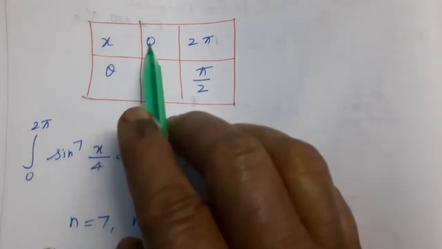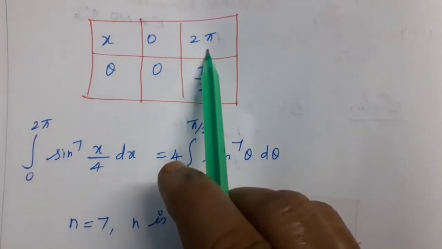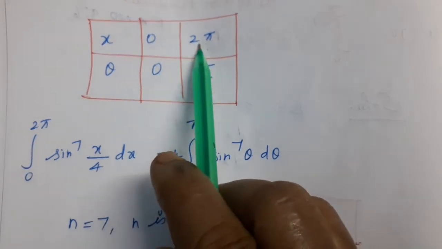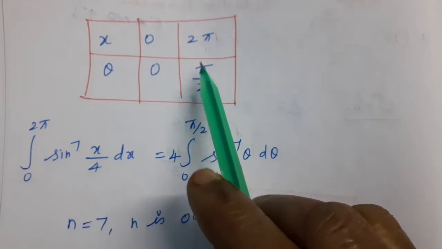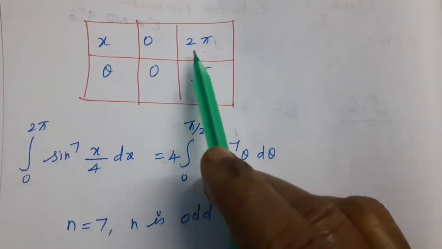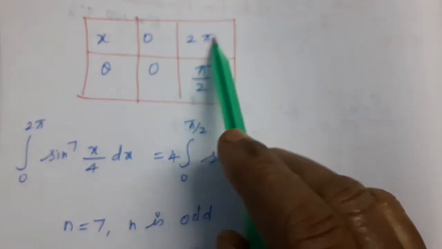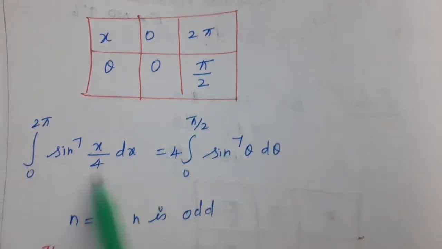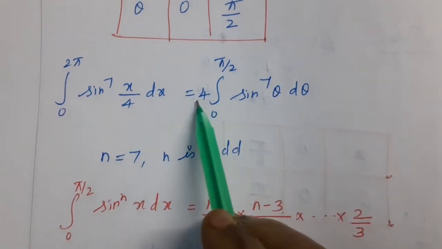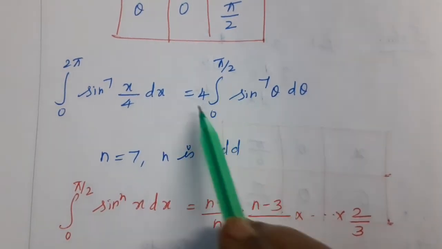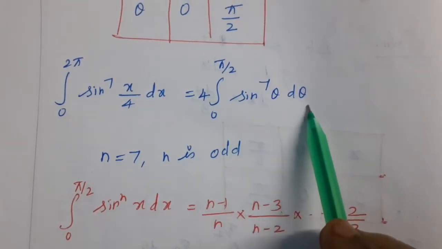Now x is equal to, what is the limit? X goes from 0 to 2 pi, so it depends upon the limit. Theta equal to 0. Now theta equal to pi by 2, substituting 2 pi for x, we get the result pi by 2. Now integral 0 to 2 pi sin power 7 x by 4 dx is equal to, taking 4 outside, 4 into integral 0 to pi by 2 sin power 7 theta d theta.